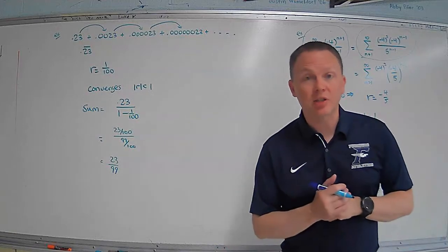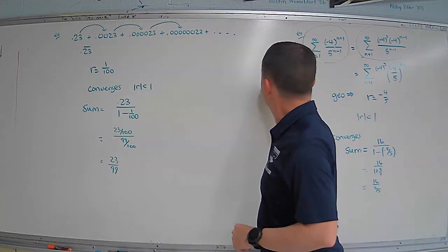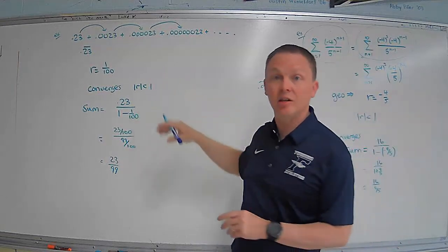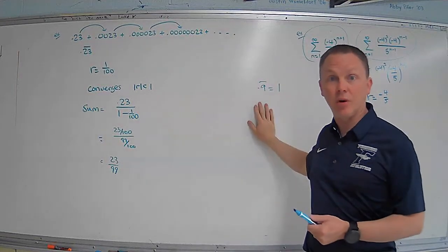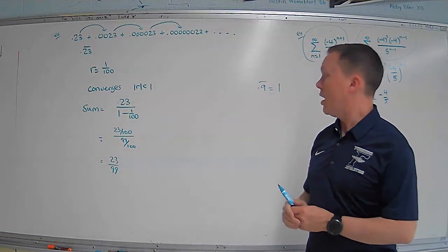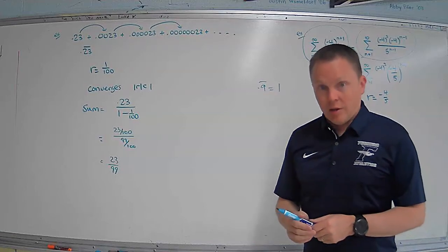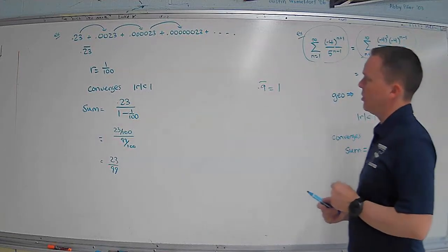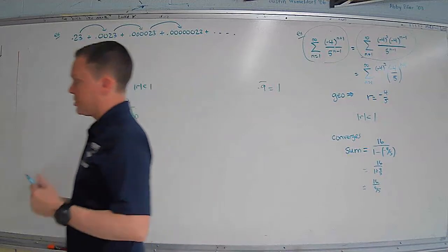This is a way that you can actually prove that 0.9 repeating is equal to 1. We can use this idea to prove it. I would challenge you to do that if you haven't seen it or done it before. I think Mr. Cridge might have done that with you at some point. But yeah, it is good stuff.